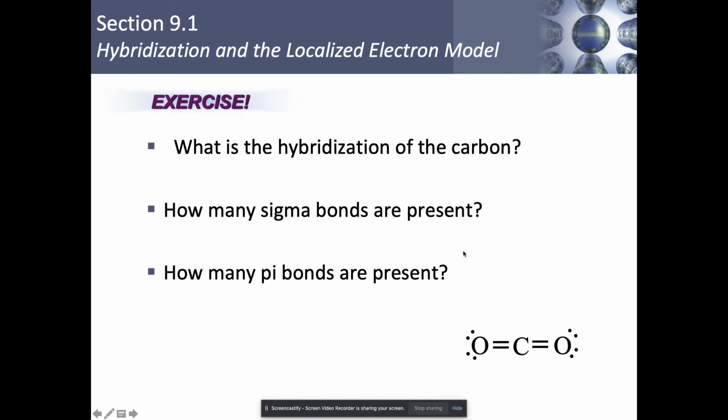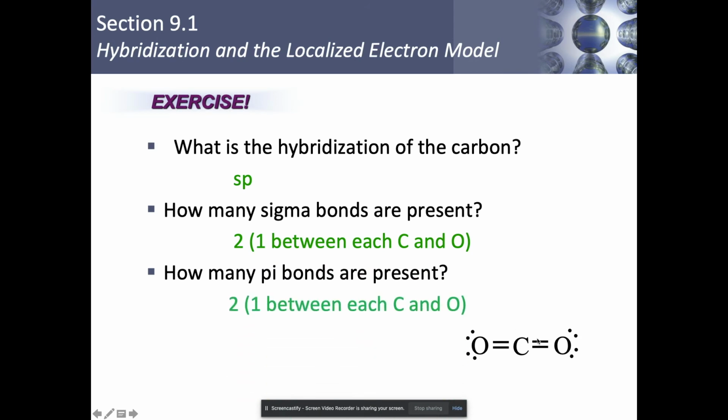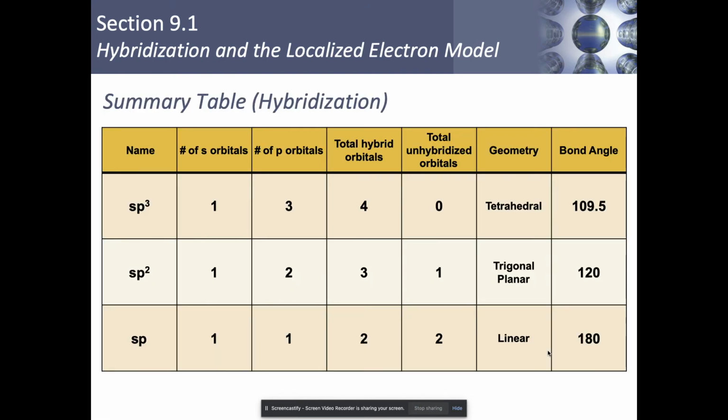Okay, what's the hybridization of the carbon in CO2? It's sp. How many sigma bonds are there? 2. We have a sigma bond and a sigma bond. How many pi bonds are there, though? There are also 2. We have a pi bond and a pi bond. So what you need to be able to do, basically, is to identify this type of information.